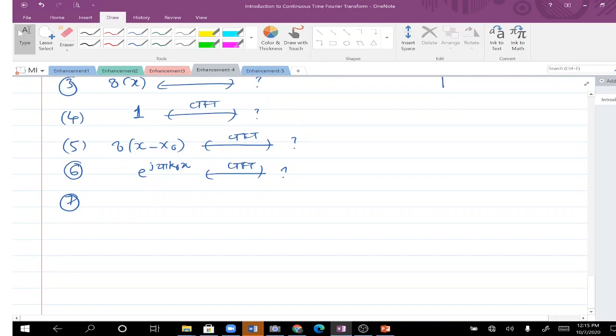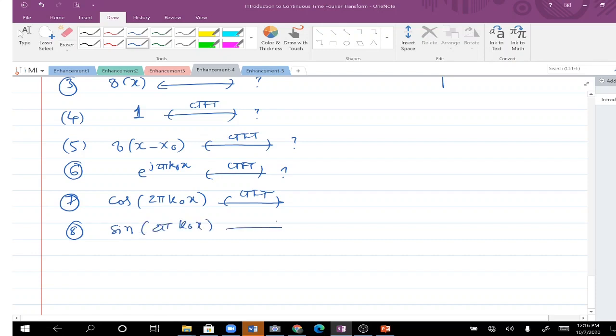Then you take cosines and sines. These are also very important, you will come across them. Cosine of 2 pi times k naught x. What is the CTFT of it? What would you do here? You write it as e power j plus e power minus j and use the sixth property to do that. Similarly, do it for sine of 2 pi k naught x. What is the CTFT of it?